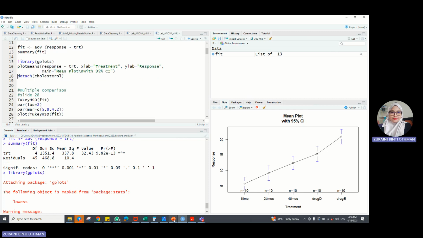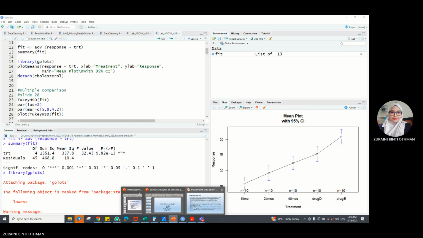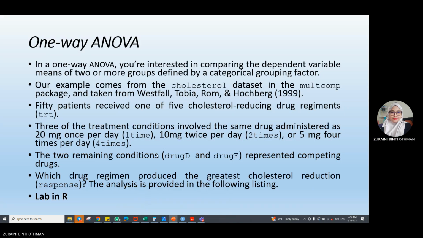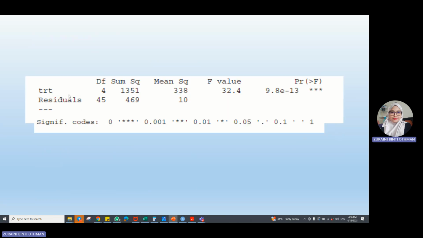Let's go back to our slide. Just now was the one-way ANOVA, and this is the result for the significance test just now, right?